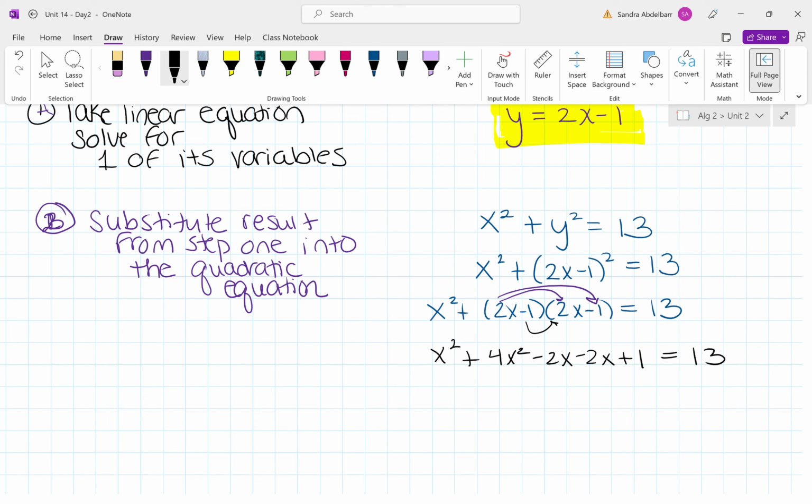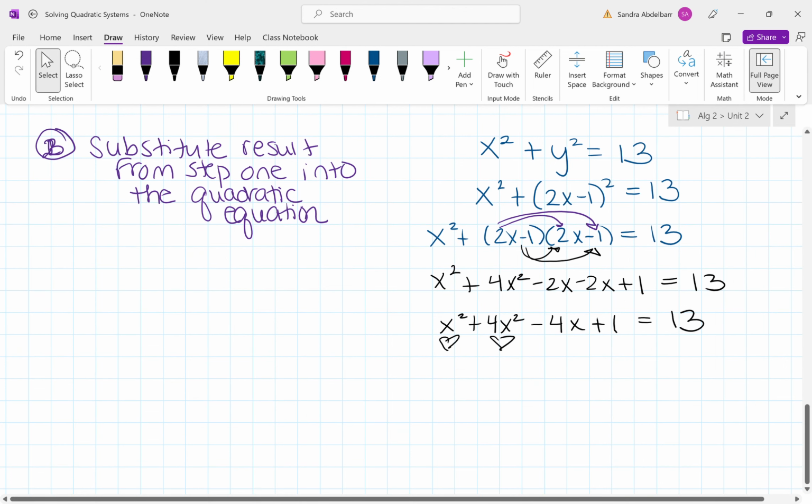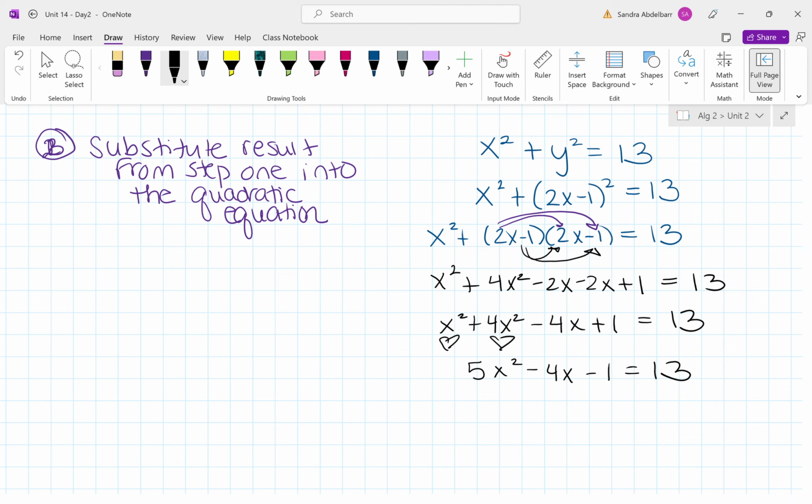So I double distributed the 2x and I double distributed the negative 1. So now we are at x squared plus 4x squared minus 4x plus 1 equals 13. I can combine my like terms here. We have 5x squared minus 4x plus 1 equals 13.